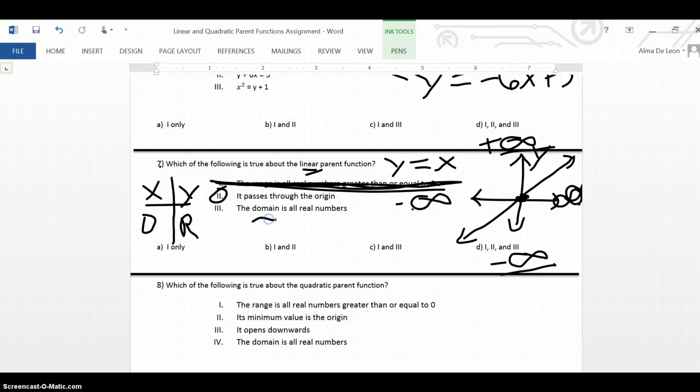Because domain, we're focusing on the x-axis, which goes side to side. That means we have to look at the sides of our box. And in our imaginary box, because we won't really have a box, we are going from negative infinity to positive infinity, which means the domain is all real numbers. So our answers are 2 and 3, which means our answer is D.